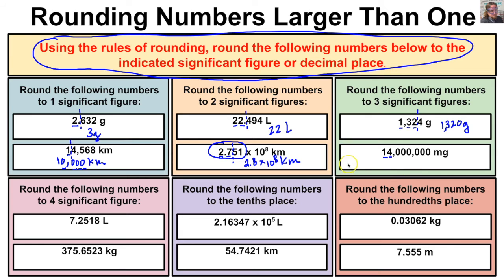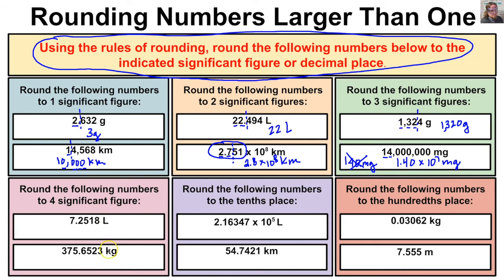Well, if you just go ahead and write 140 milligrams, this would be incorrect. If you write it like this, there's 3 sig figs. However, 140 is not even close to 14 million. So this would be incorrect. What we'd have to do is convert this to scientific notation. 1.40 times 10 to the 7th milligrams. We have 3 sig figs in our number now. We've converted it to scientific notation.